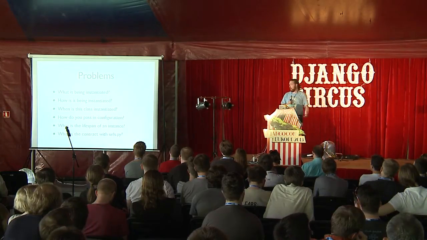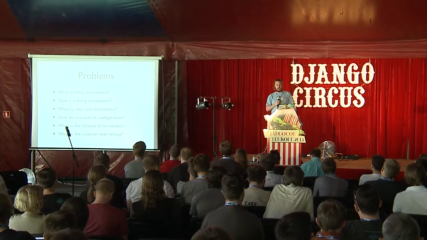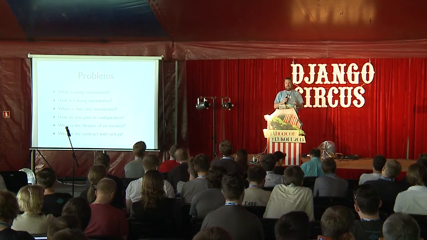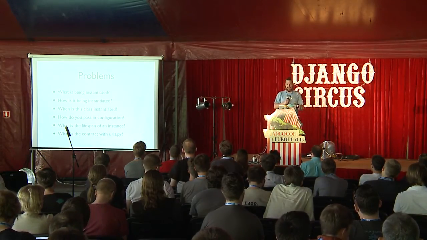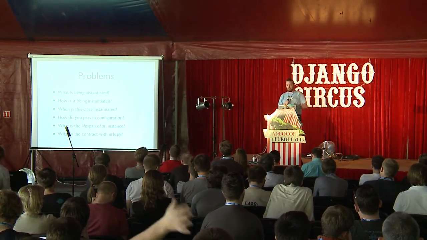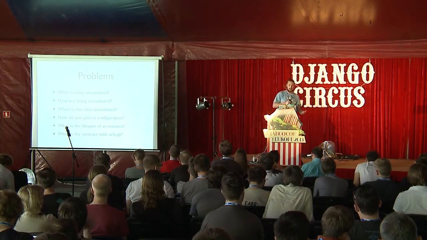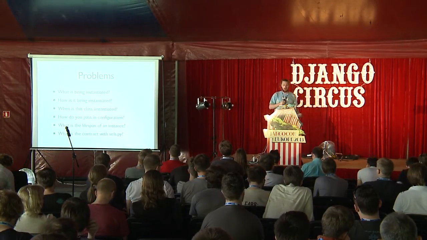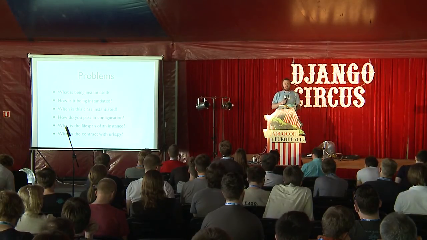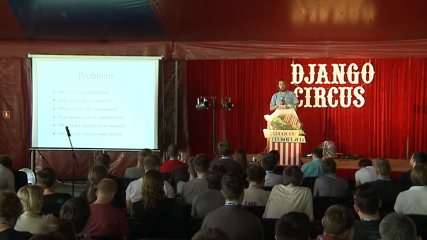So the problems you've got to answer here: what is being instantiated? Are you instantiating a class or are you instantiating an instance of a class? How is it being instantiated? Are you using __init__? Are you using __new__? Are you using __copy__ or __call__? Are you using a class method? Are you using a class method as a factory? How often is it instantiated? Is it instantiated once per process or once per request? Or both?